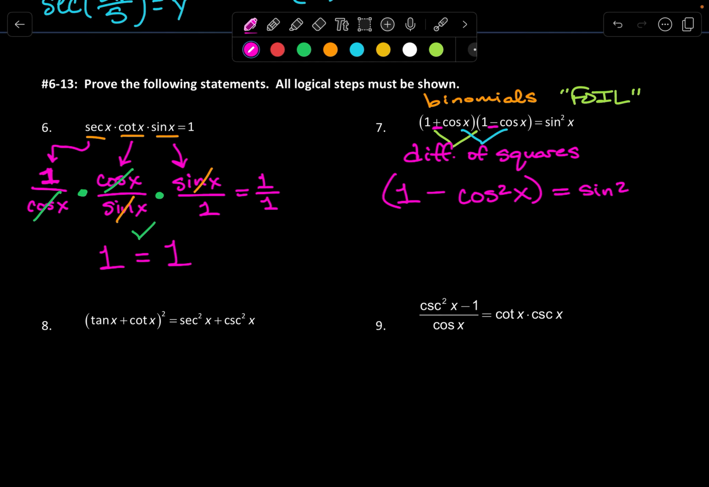And now that I've kind of re-multiplied that factored form, I've now got 1 minus cosine squared x, which is one of the Pythagorean 7 identities. 1 minus cosine squared x equals sine squared x. And so both sides equal sine squared x, which proves that these are equal.